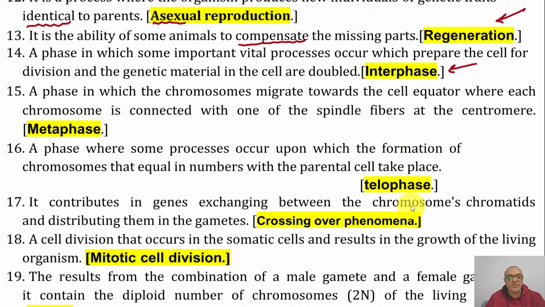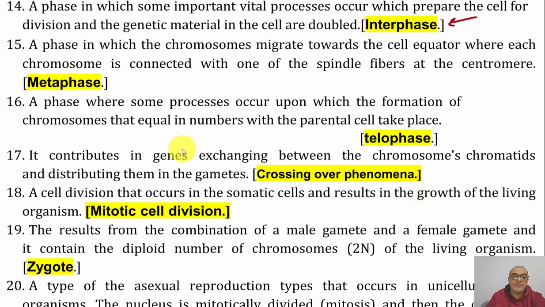Moving to question number 15. A phase in which the chromosomes migrate toward the cell equator, where each chromosome is connected with one of the spindle fibers at the centromere, is metaphase. A phase where some processes occur upon which the formation of chromosomes equal in number to the parental cell takes place, which is telophase.